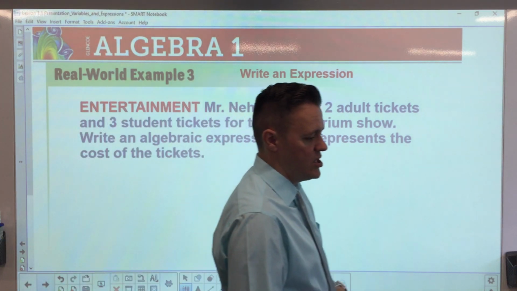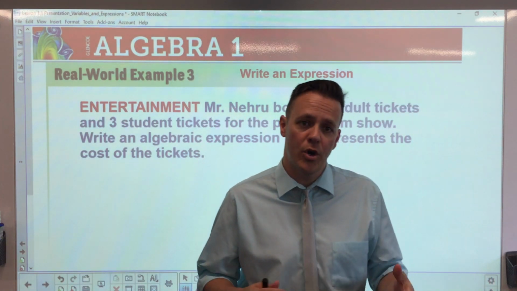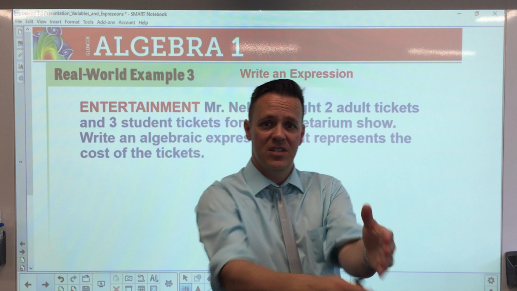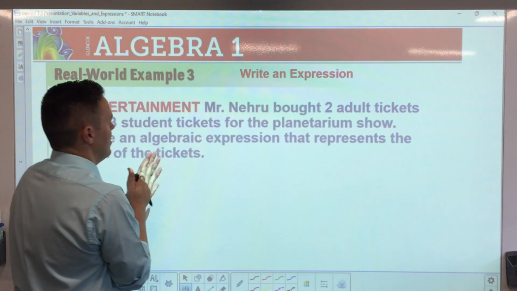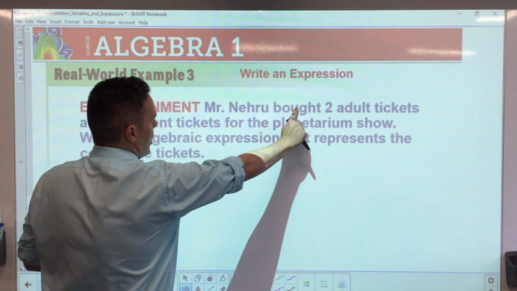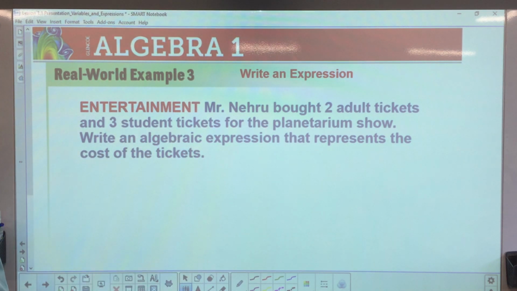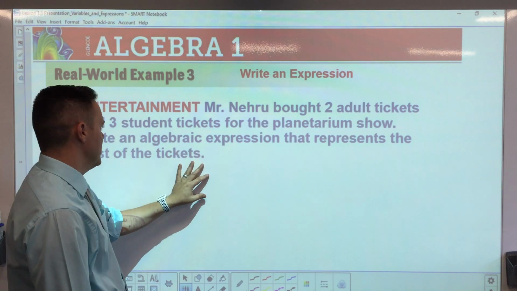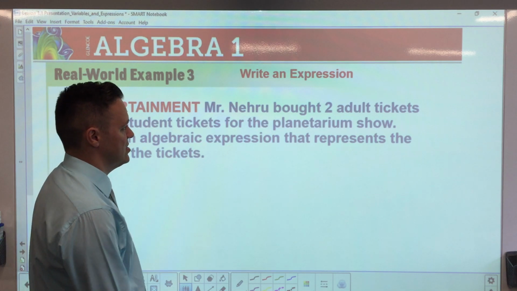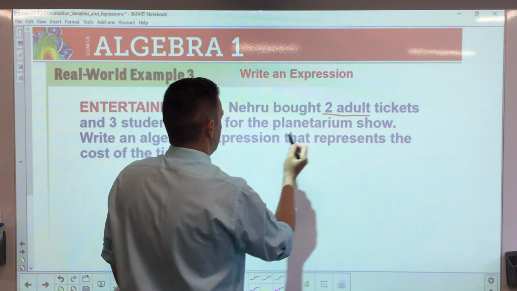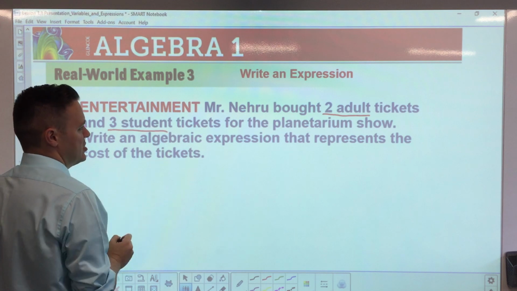Here we go. Ladies and gentlemen, your homework will be mainly word problems because I want to make sure you guys can interpret sentences and take them down. So, Mr. Niru bought 2 adult tickets and 3 student tickets for the planetarium. Write an algebraic expression that represents the cost of the tickets. So he bought 2 adult and 3 students.